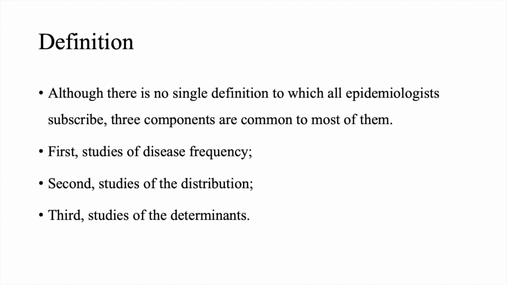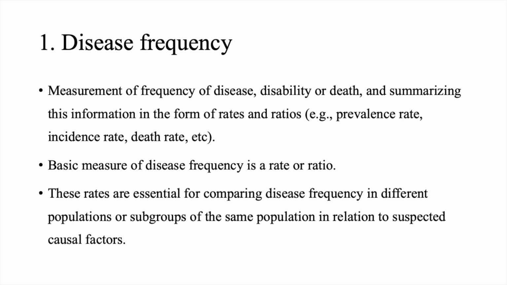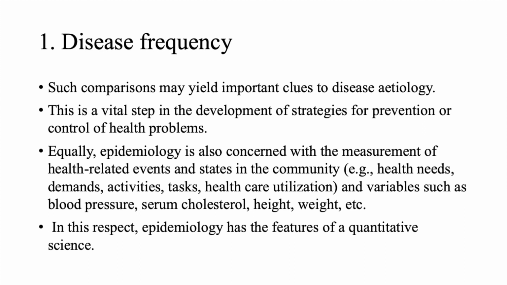So let's see what these are. Disease frequency. Measurement of frequency of disease, disability, or death, and summarizing this information in the forms of rates and ratios like prevalence rate, incidence rate, death rate. So rate and ratio is the basic measure of disease frequency. These rates are essential for comparing disease frequency in different populations or subgroups of the same population in relation to suspected causal factors. Such comparisons may yield important clues to disease etiology. This is vital step in development of strategies for prevention or control of health problems.